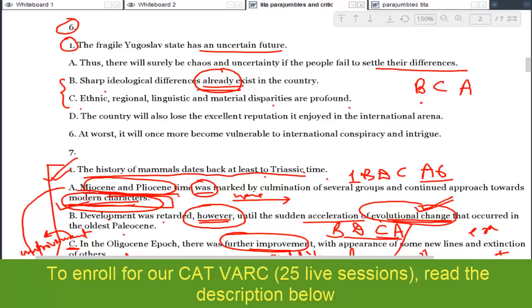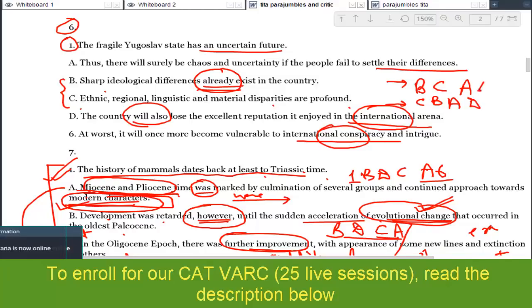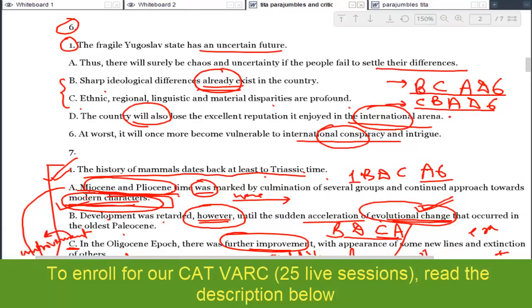I mean B or C or C or B. Right? This is one sequence, correct? These are two different possibilities. Then we have: the country will also lose excellent reputation it enjoyed in the international arena. At worst, it will once more become vulnerable to international conspiracy. So international arena, international conspiracy, that means D and 6 is a pair. So you will put D, you will put 6 here, right? So either it is BCAD6 or it is CBAD. So that means basically we have to choose from two choices. Either it is BCAD or it is CBAD. Correct? BC or CB.